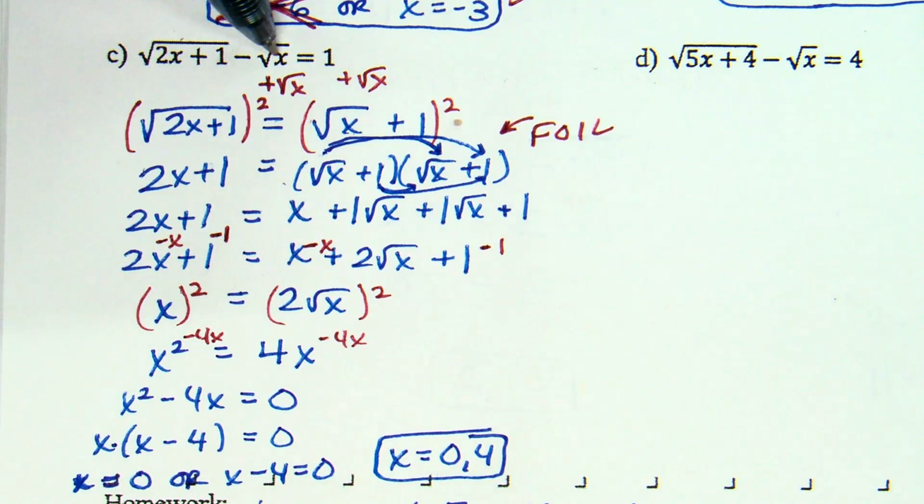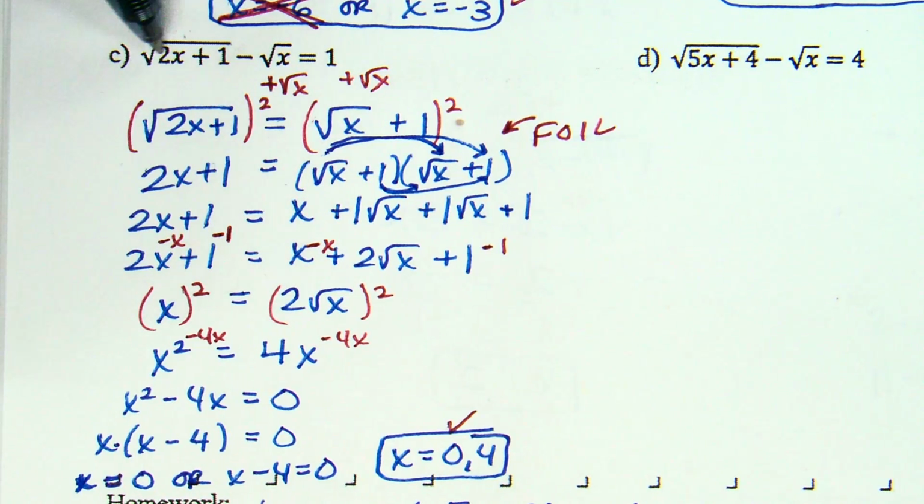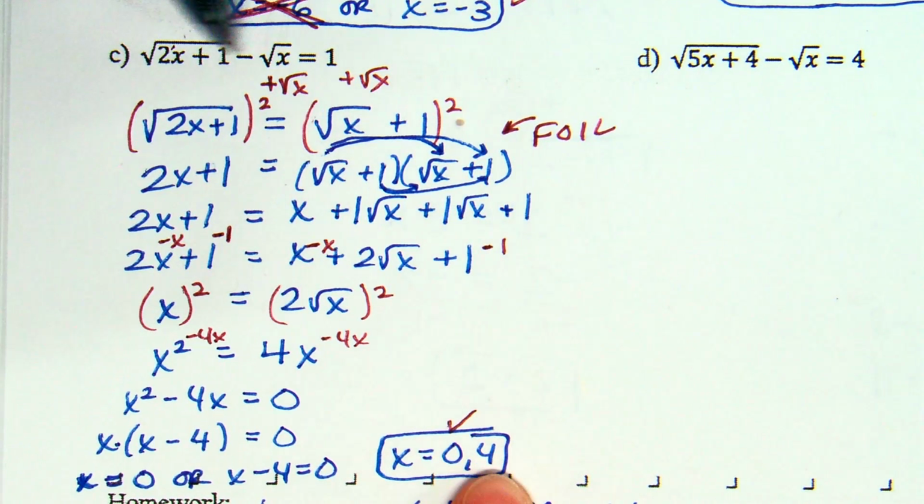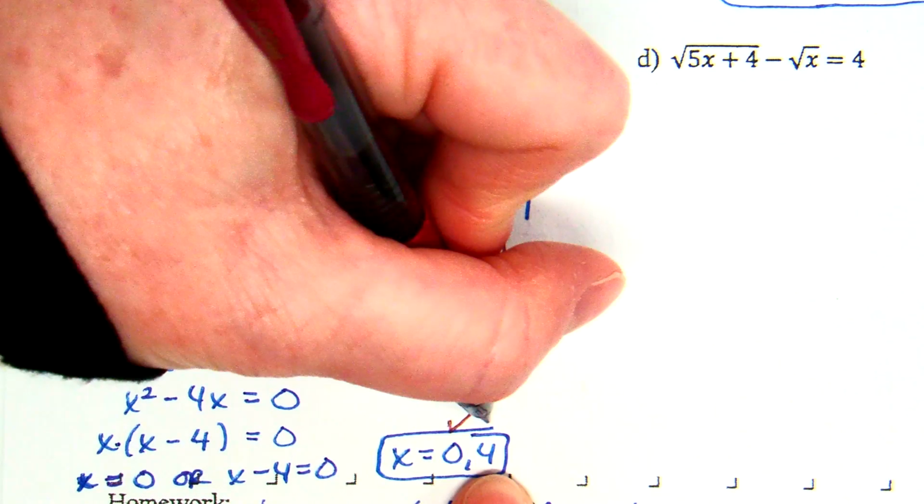So does 0 work? Okay, let's check 4. 2 times 4 is 8 plus 1, 9. Square root of 9, 3. Minus, what was I plugging in? 4. Square root of 4, 2. 3 minus 2, 1. What just happened? They both worked.